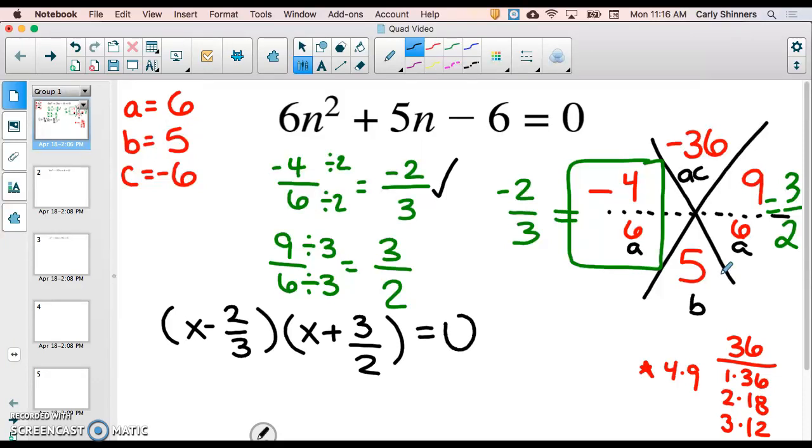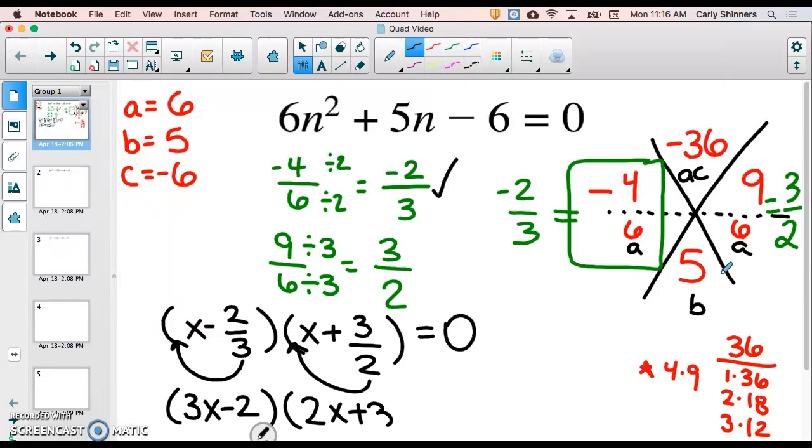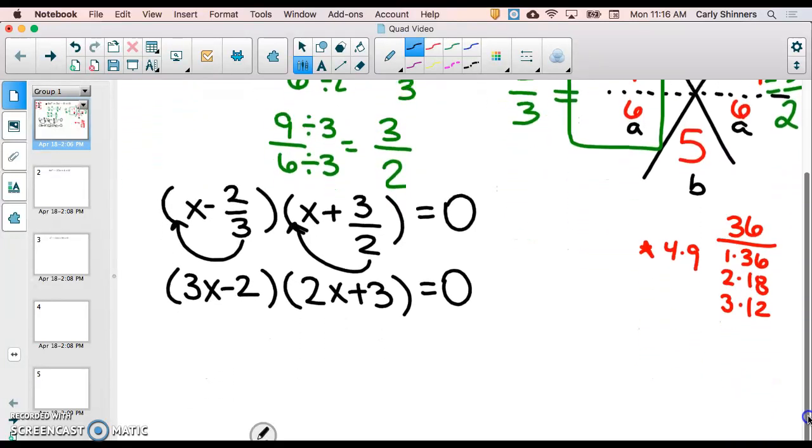I come up with this equation here. Now I divide it, and now I slide it. So I slide that forward, and I get 3x minus 2 times 2x plus 3. And if we double check that, if we multiply that out, we would definitely get this back. So our next step is to use the zero product property.